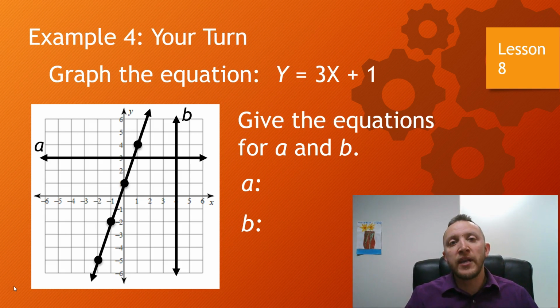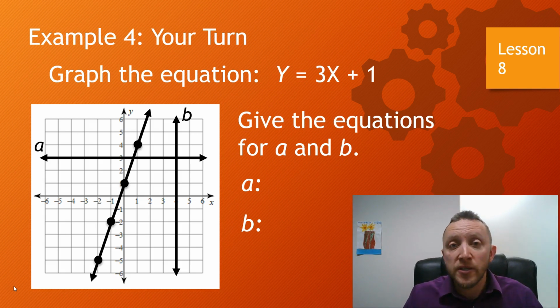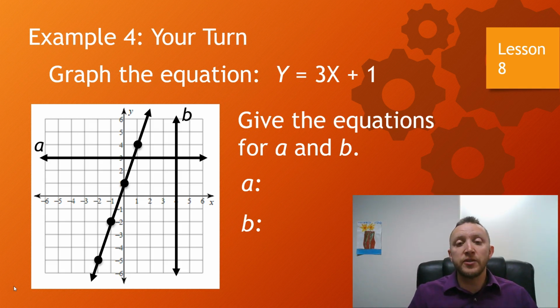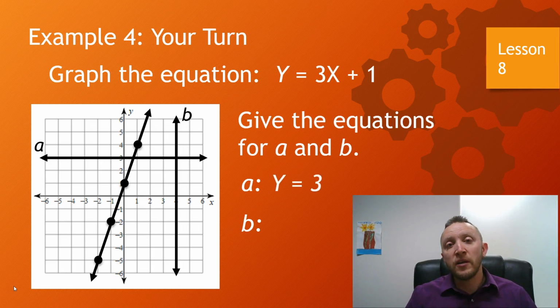All right, hopefully you did that one well. Let's look at graph A. So graph A, remember, is a horizontal line, and it crosses the y-axis. Where did it cross the y-axis at? Cross it at 3, so you should have y equals 3 for your horizontal line. For your vertical line, where does that cross the x-axis at? You're right, it crossed it at 4, so it's going to be x equals 4.